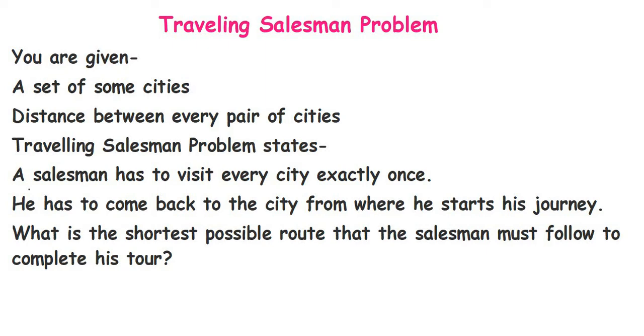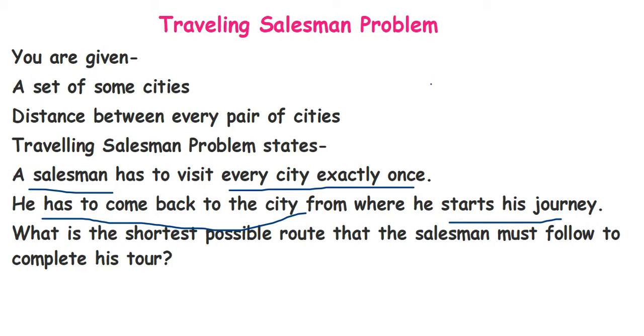Hi, today let's see the traveling salesman problem, which is very difficult yet easy to understand in the simplest possible way. So, what does the traveling salesman problem actually mean? If you're given a set of cities and the distance between each pair of cities, the traveling salesman problem states that a salesman has to visit every city exactly once. He has to come back to the city from where he started his journey.